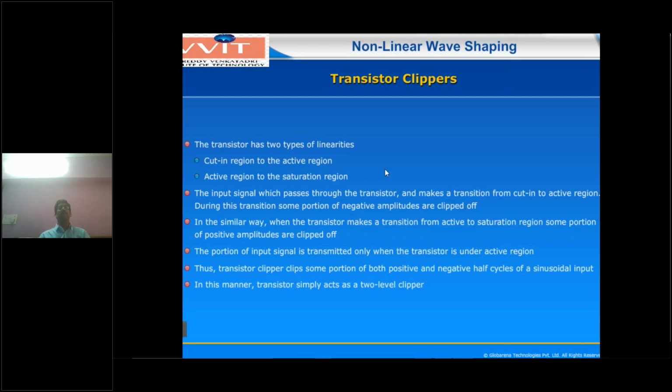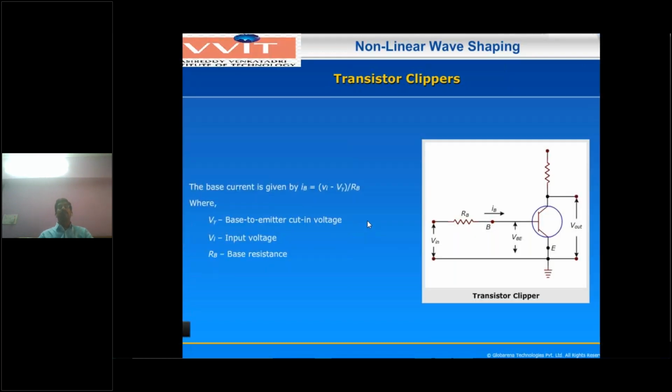In the cutoff condition it will be an open switch, and in saturation it will be a closed switch. In between, the active region will also be there, but the active region duration has to be reduced. That's why you are using some capacitors. You'll see them later on, the commutating capacitors. So here you have to see the diagram, the transistor clipping circuit diagram.